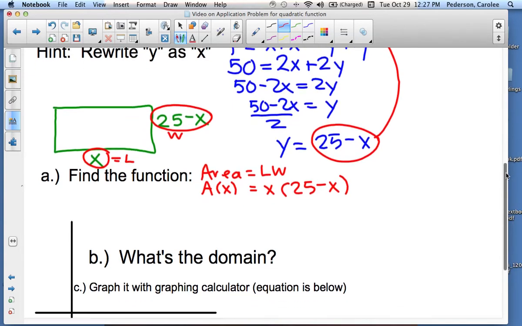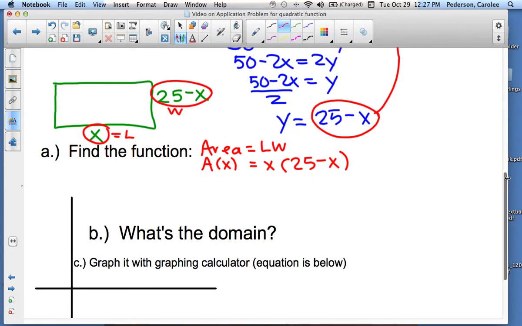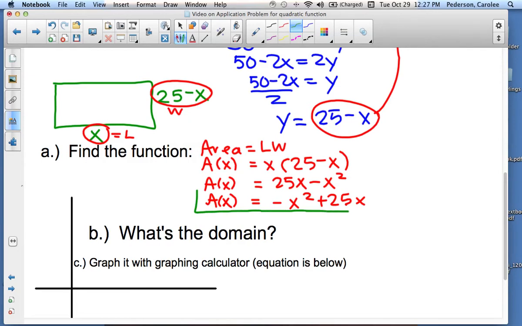I'm just going to put this not in factored form, but in standard form. So I'm going to just distribute this x through. So I get 25x minus x squared, and then I'm going to put it in descending order. So I get negative x squared plus 25x. This is my first part of my answer, writing the function.